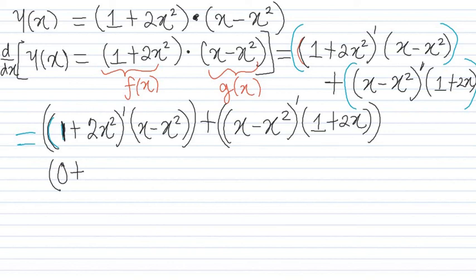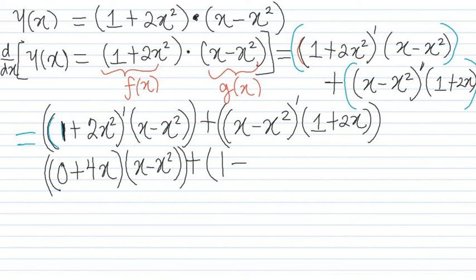So what's the differentiation of 2x squared? By this time, if you've done the power rule, you just know that's going to be 4x, right? Multiplied by x minus x squared plus, what is the differentiation of x here? That'll be 1 minus, now what is the differentiation of negative x squared? That's just basically negative 2x, right? So multiplied by just that 1 plus 2x squared. Sorry, I forgot the squared here.